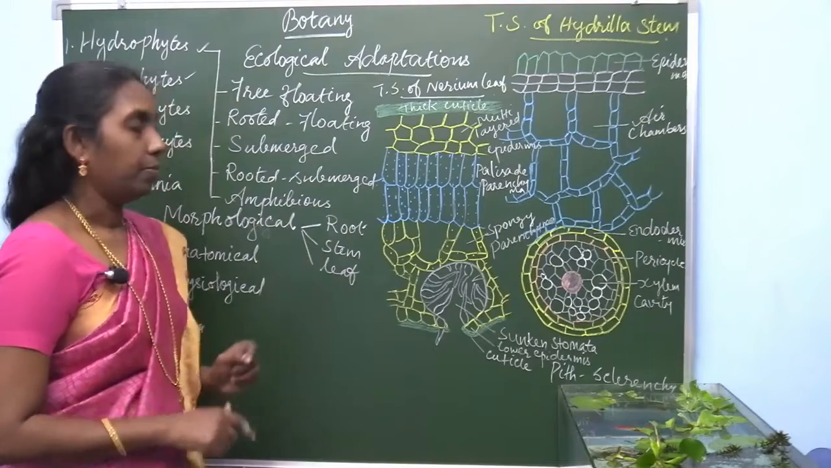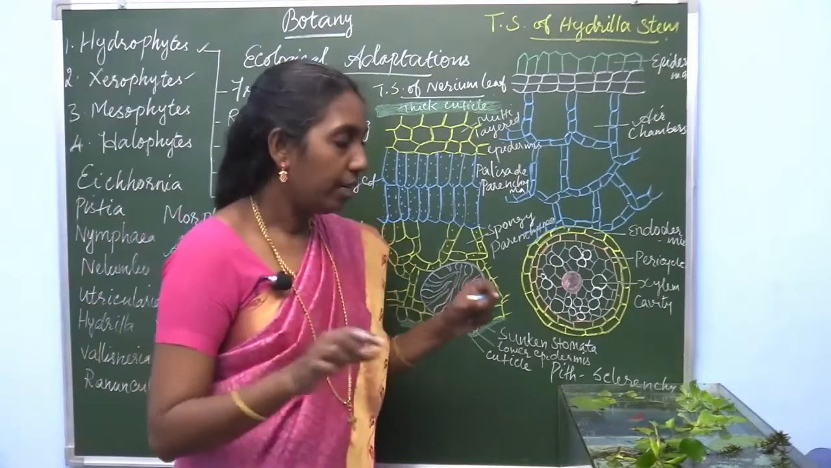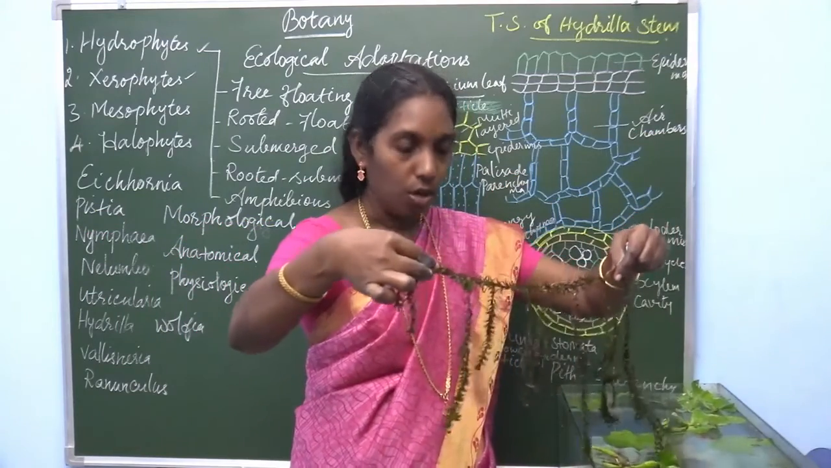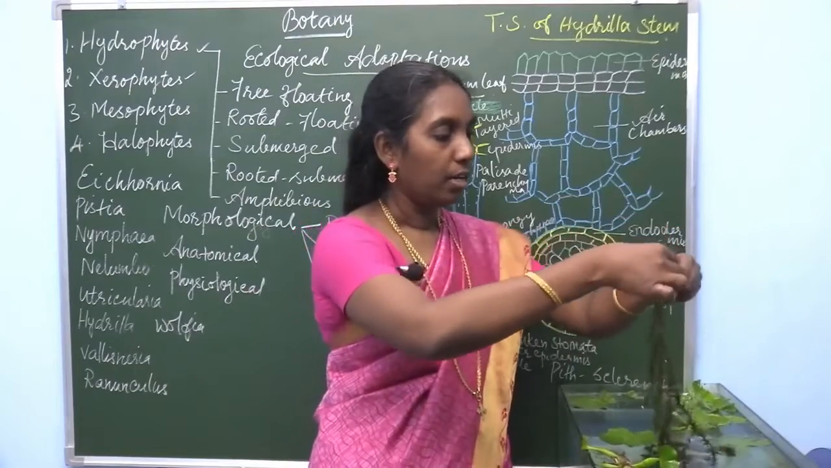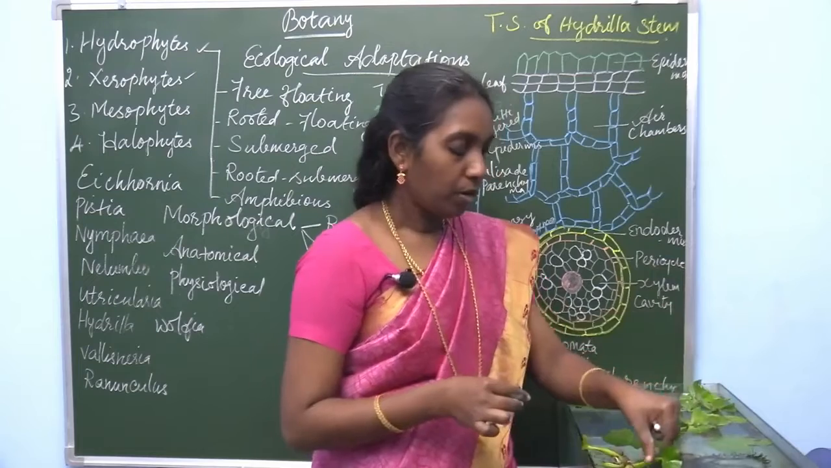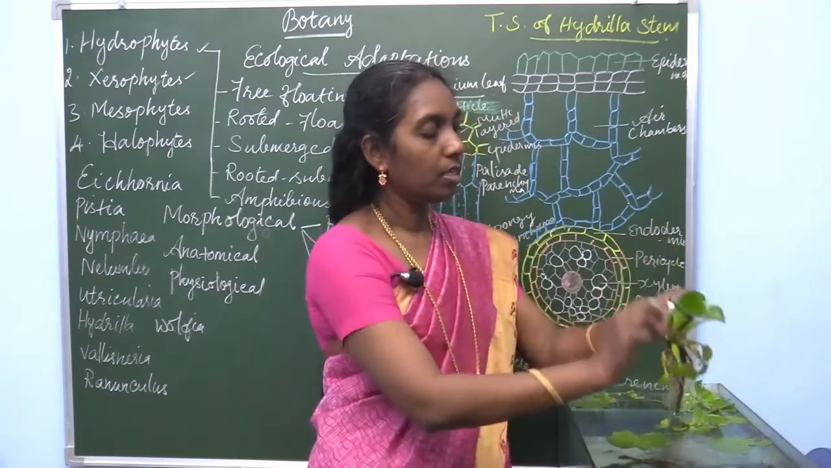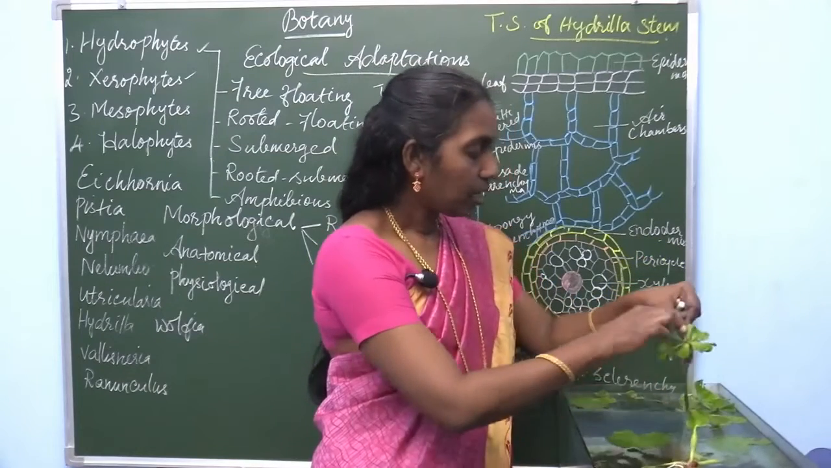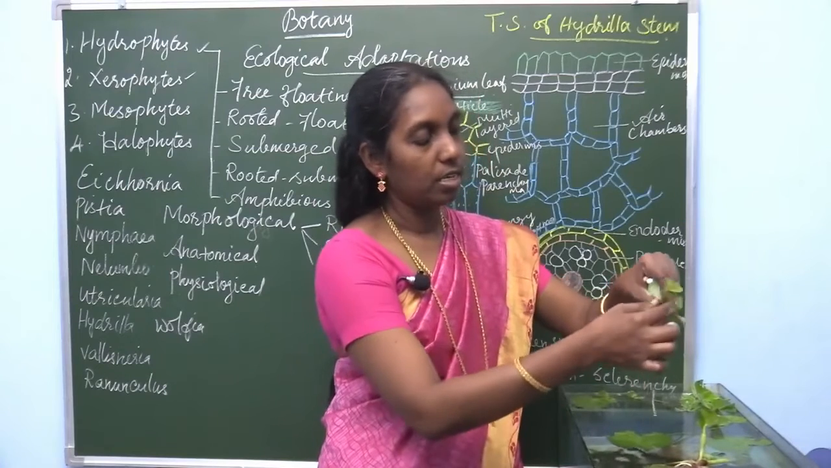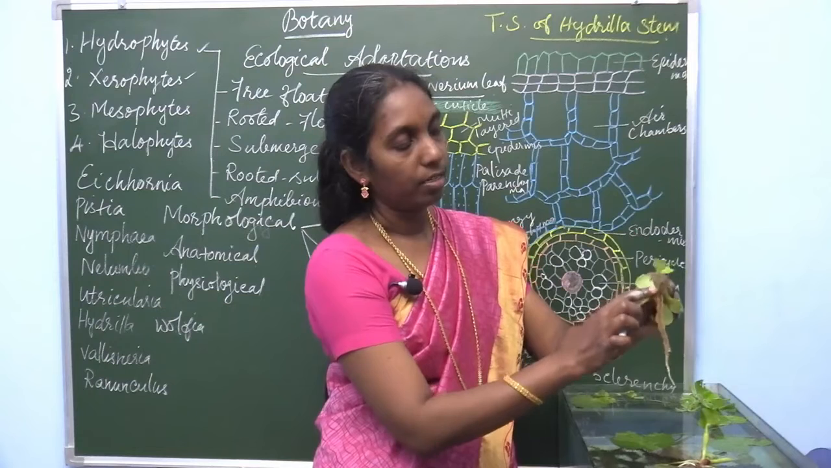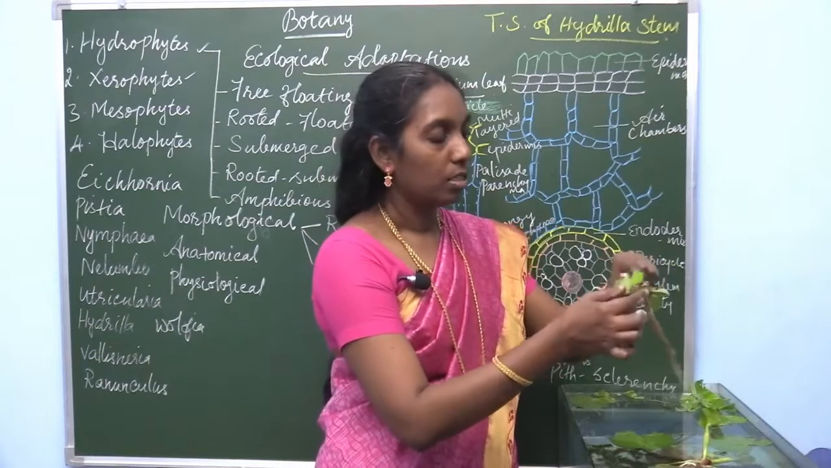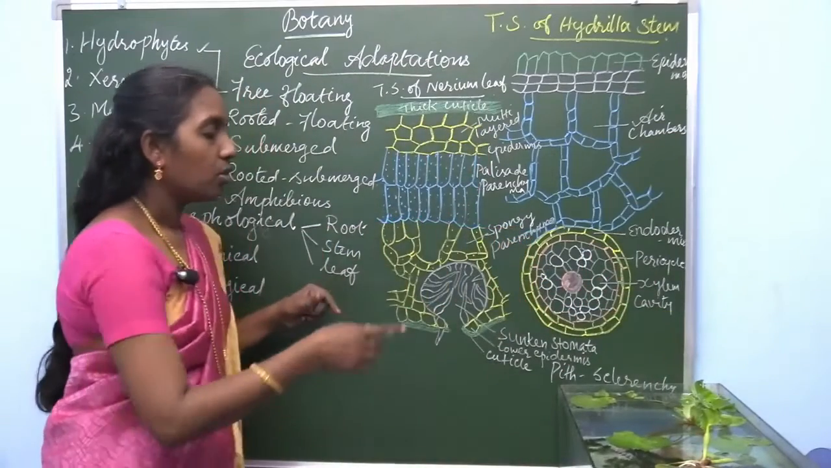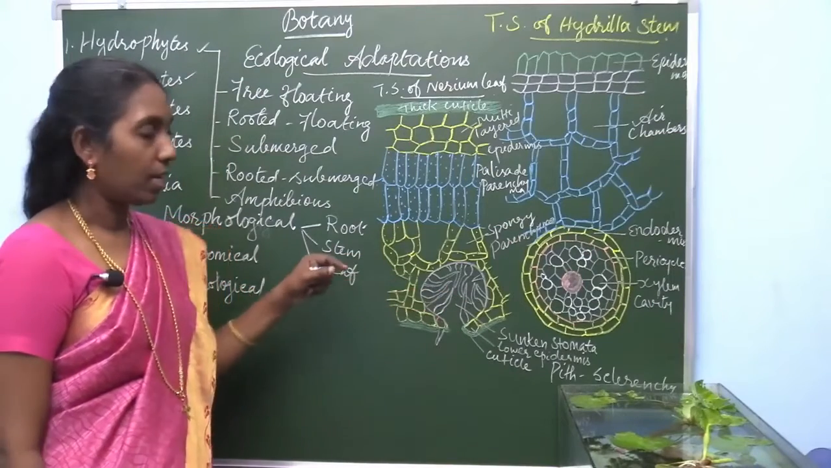Then what about the stem? The stem is long, slender, and flexible. If you see the stem of this Hydrilla, it is a very long stem. But look at this stem, here the stem is very thick, and in Pistia a stolon is present. This part is the stolon. These all come under the stem part. Propagation also takes place by this stolon, offset as well.